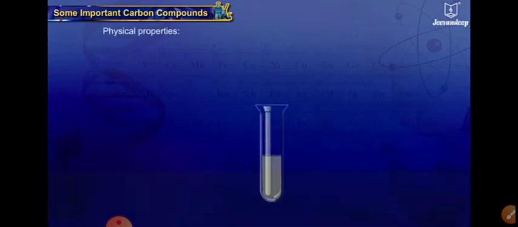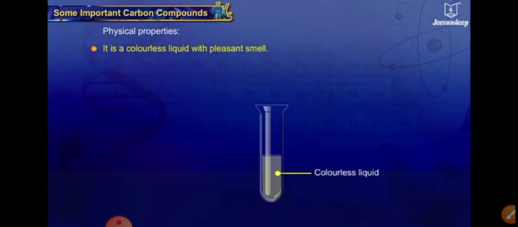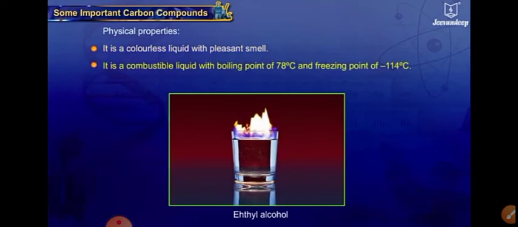It has physical properties: it is a colorless liquid with a pleasant smell. It is a combustible liquid with a boiling point of 78 degrees Celsius and a freezing point of 114 degrees Celsius. It burns with a blue flame.